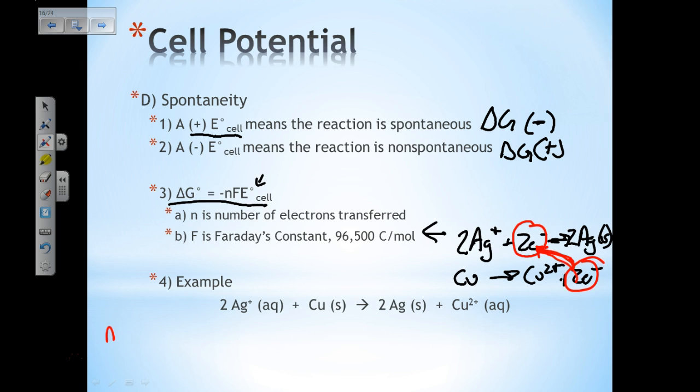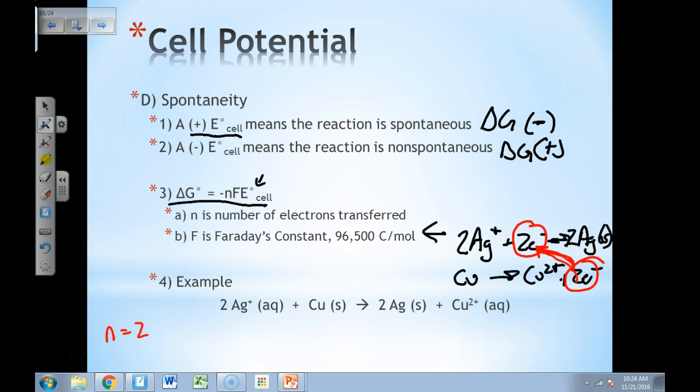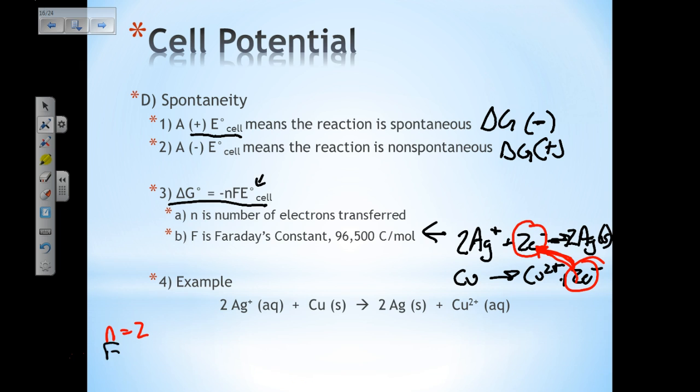So in this case, n equals 2, and the cell potential, which you can look up how to do, but I will tell you that the cell potential equals 0.46 volts. So if the cell potential is 0.46 volts, that means that we know that it's positive, so that means that delta G has to be negative. Okay, so now we plug this into this formula. So the question is, determine what the delta G of this reaction is.